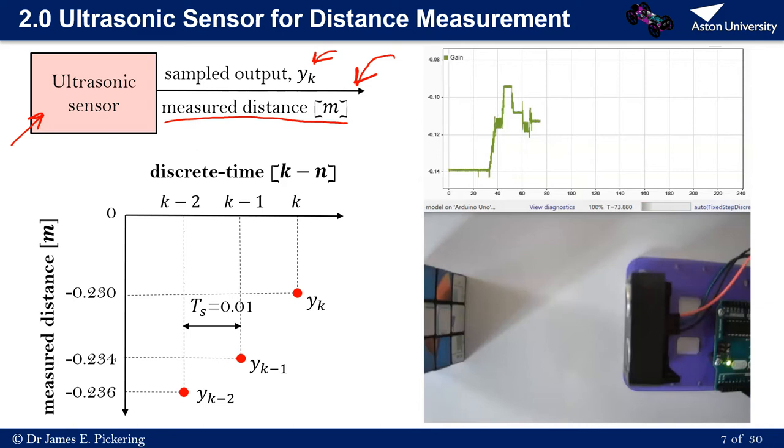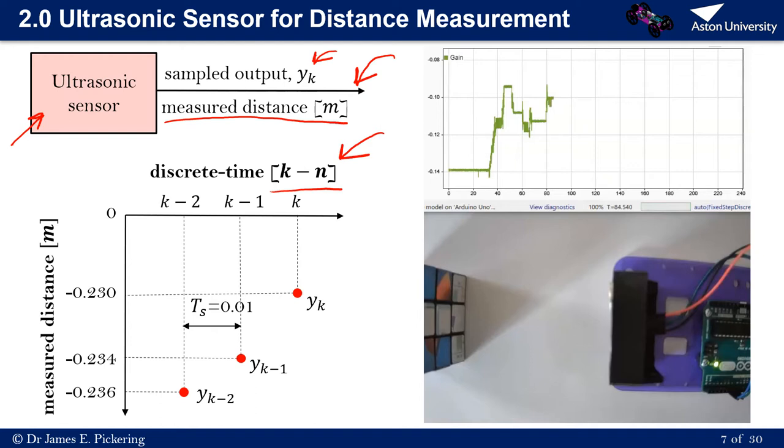So if we look at this on a graph, along the X is effectively discrete time, K minus N. K is the current sample. K minus 1, where N is 1, is my past sample. And K minus 2, where N is 2, is two samples before. So K is my current sample, and then I've got two historic data samples. Along the Y is my measured distance, in meters.